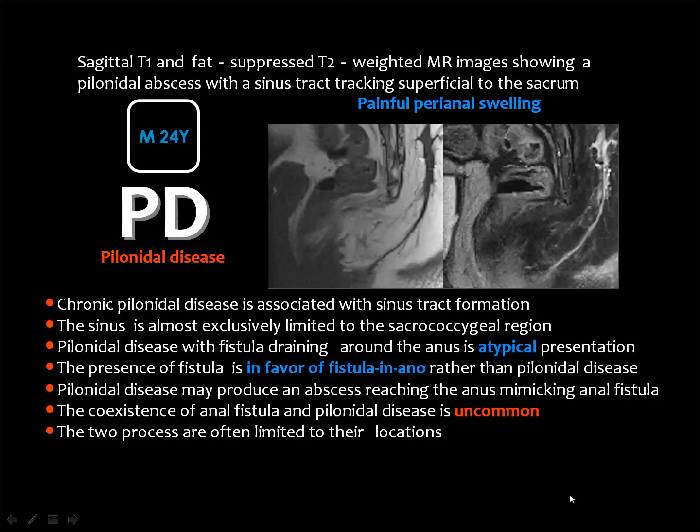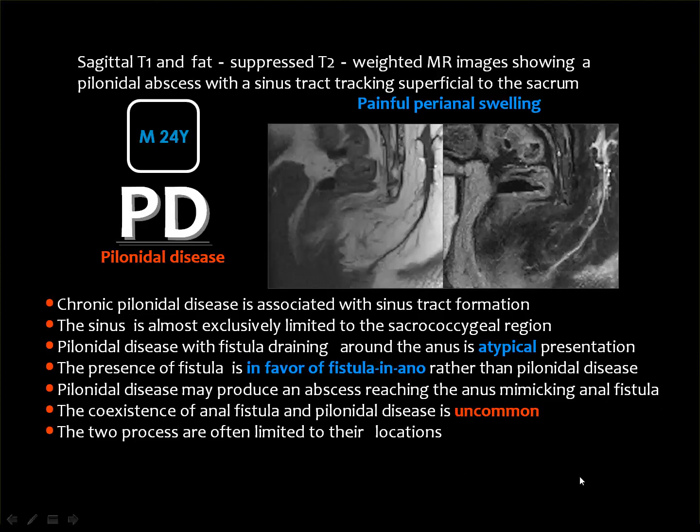And here you see a pilonidal sinus, which is of low signal in the T1 and high signal in the T2, and goes in the subcutaneous area. It's very important to differentiate between a pilonidal sinus and fistula in ano. The chronic pilonidal disease is associated with a sinus tract. The sinus is almost exclusively limited to the sacrococcygeal area. Pilonidal disease with fistula around the anus is an atypical presentation. If you detect a fistula's opening, this is in favor of the diagnosis of fistula in ano rather than pilonidal disease.